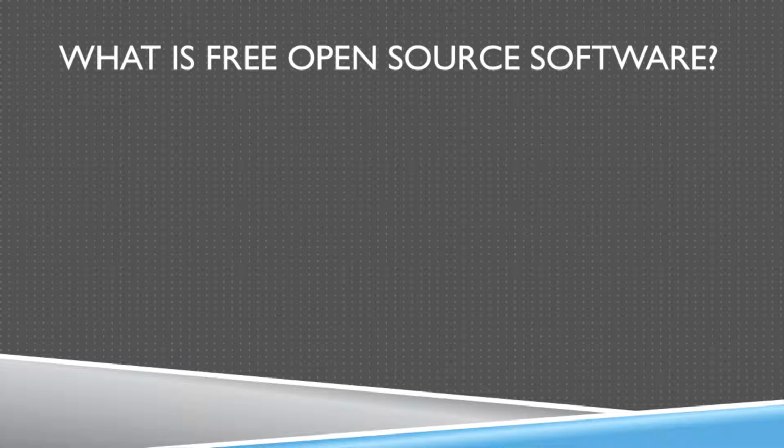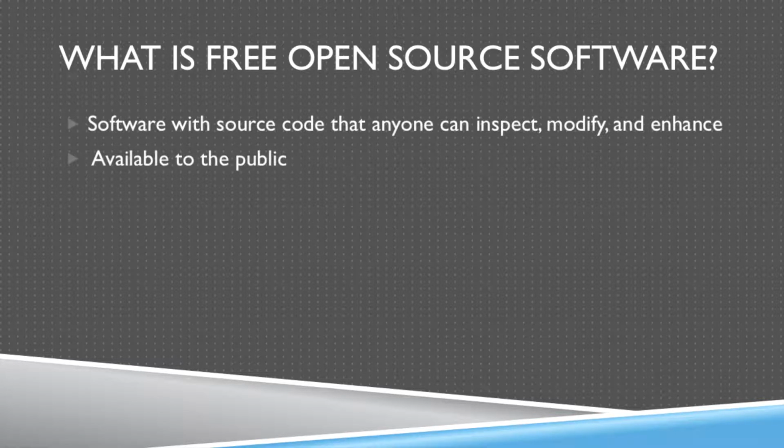So what exactly is free open source software? It's software with source code that anyone can inspect, modify, and enhance. And just as a review, source code is the human readable code that programmers can manipulate to change how a piece of software works. It's available to the public. So once again, free means freedom.